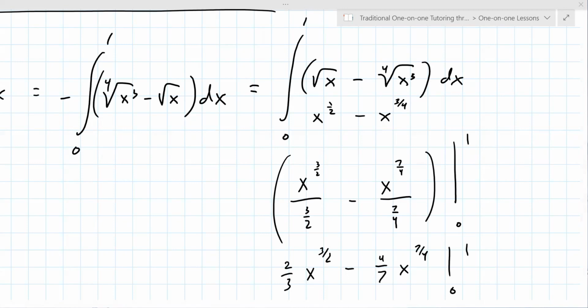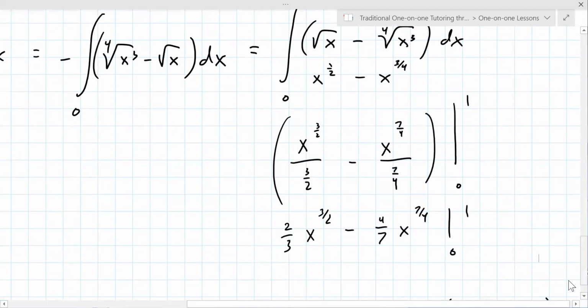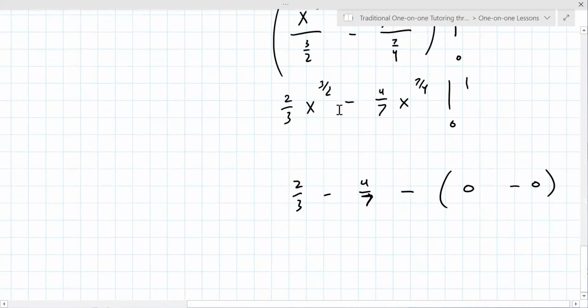So then when you put the 1 in, the x. Yeah. So 1 to any power is just 1, but then you multiply by 2/3. Oh, so then it's 2/3, and then it's minus. So it's 2/3 minus 4/7. And that's 7, that's 3. 14 minus 12. 2/21. Yes.